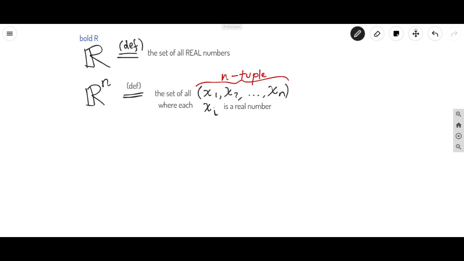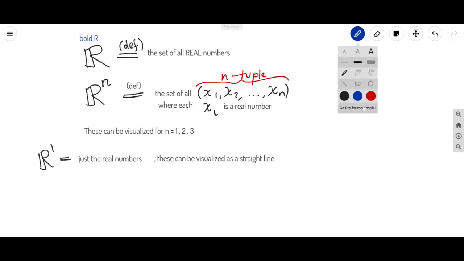Let's mention how you can visualize these. These can be visualized for n equal to 1, 2, and 3. If n is equal to 1, so R^1, this is just the set of real numbers because you only have one real number. These can be visualized as a straight line.